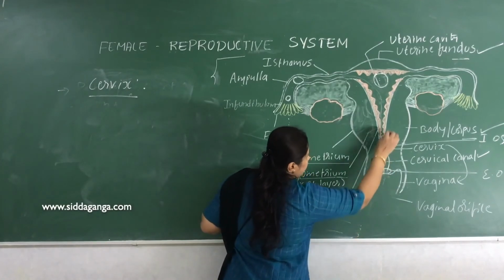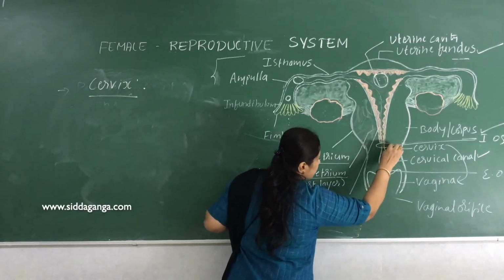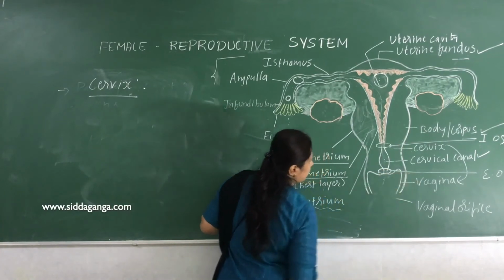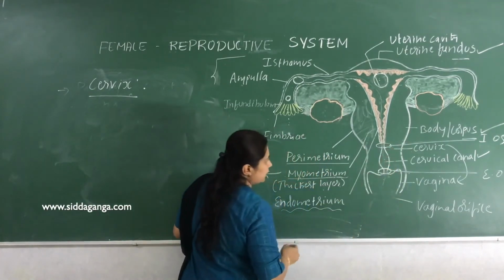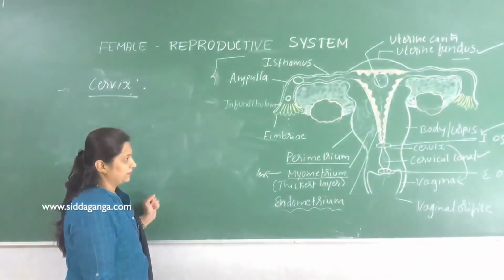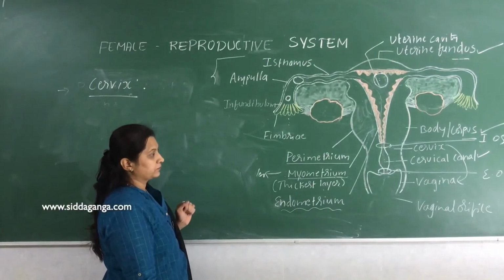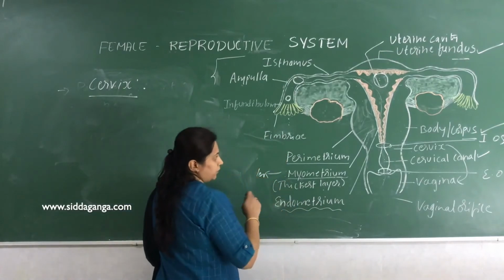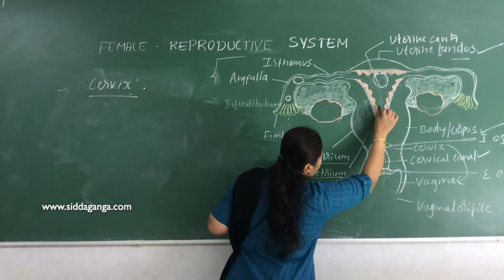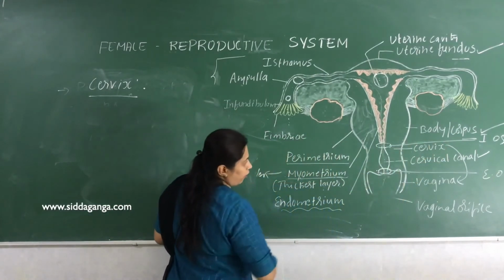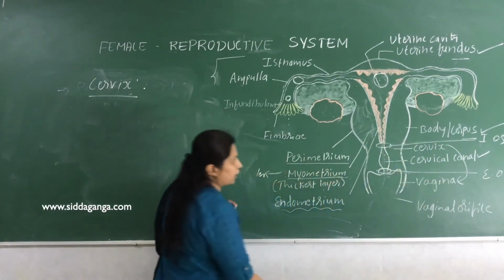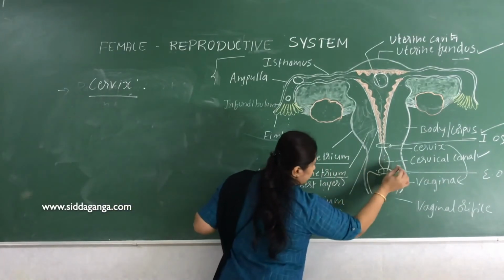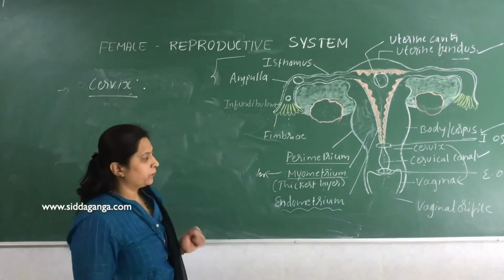So the cervix is located between the uterus and the vagina. It opens to the uterus through the internal os and opens to the vagina through the external os. Both are provided with sphincter muscles, and it has a lumen inside, which is called the cervical canal.